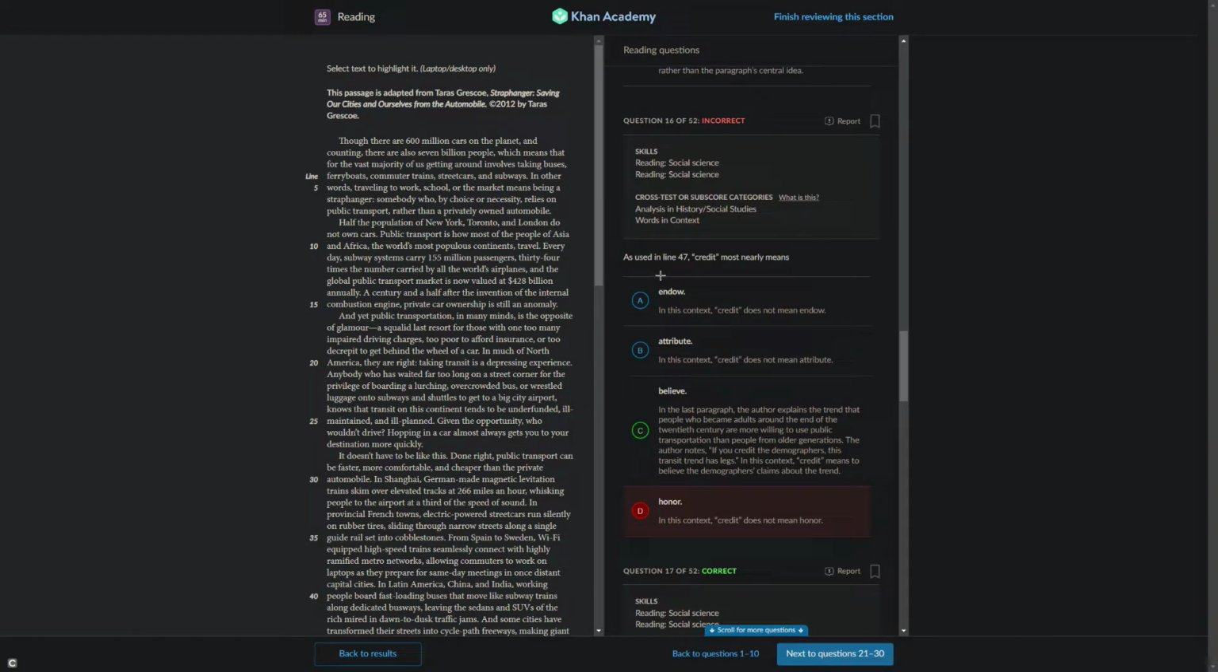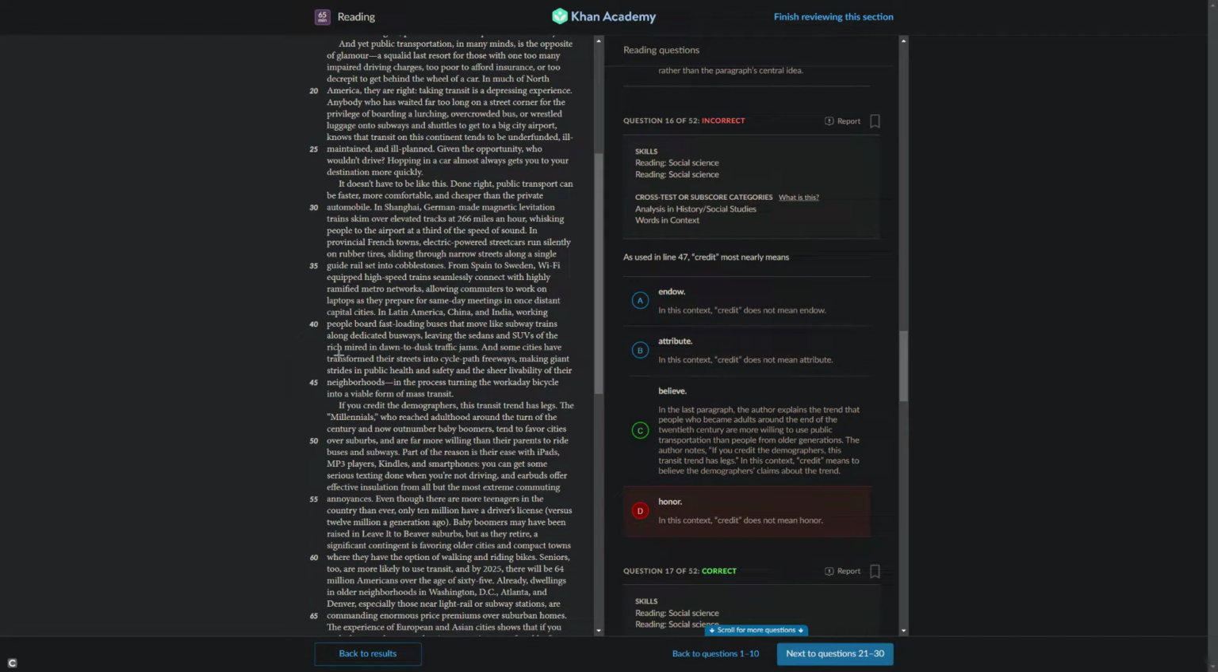And here, credit as used in line 47. 47 is here. If you credit the demographers, this transit trend has legs. The millennials who reached adulthood around the turn of the century are now outnumbered by, wait a minute, 47. Where's 47? Oh, credit. Okay. If you credit the demographers, if you honor the demographers, if you endow the demographers, doesn't make sense. Attribute doesn't make sense either.